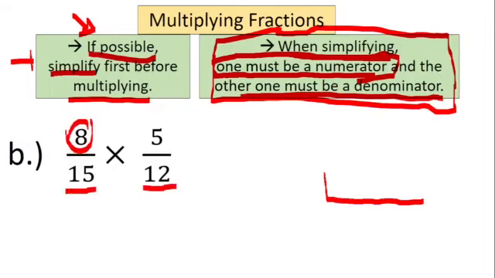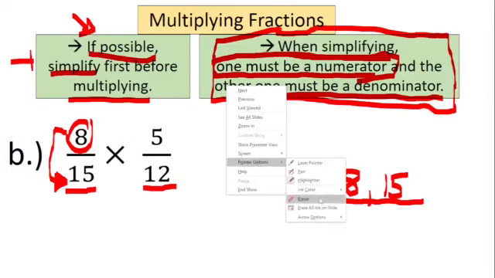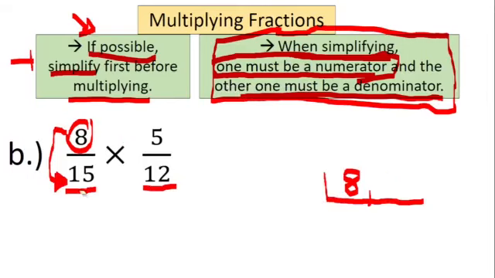I-check natin kung meron kang pwedeng i-pair sa kanya, tapos yung magkapares na yon, meron tayong parehong number na pwedeng ipan-divide sa kanila. Check natin. Si 8 and 15 ba? Meron kang naisip na number na ipan-divide sa kanilang dalawa? I mean, same number. Wala, ano? Eh di ibig sabihin, we cannot pair the 8 with 15. What about we move on to the other denominator? Kasi yun yung condition eh. Kapag nagsisimplify ka, dapat yung isa numerator, yung isa denominator.